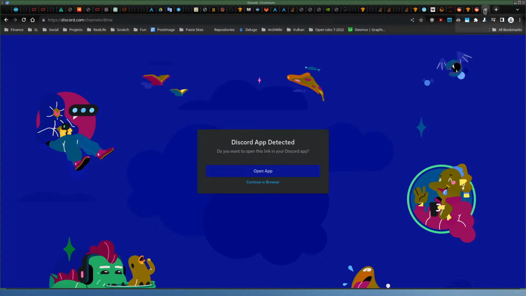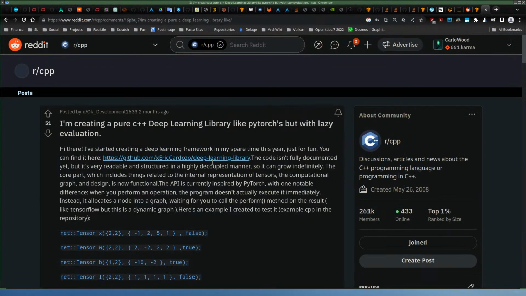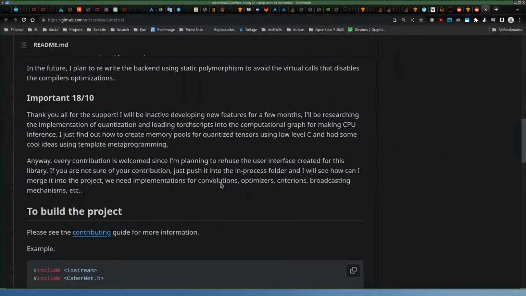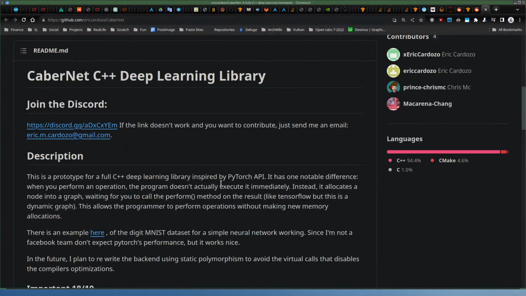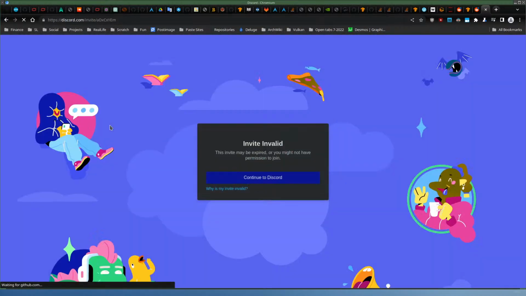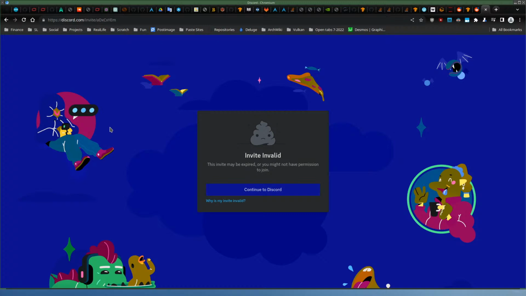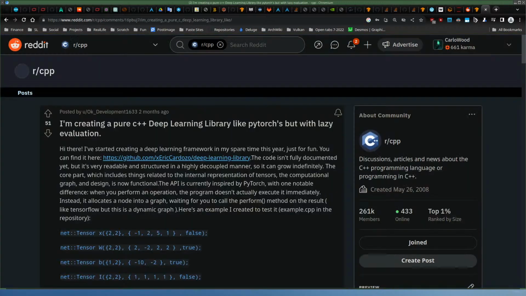Did it expire? I didn't pay attention here. What happened? It did expire, didn't it? Invalid, yep. So useless.